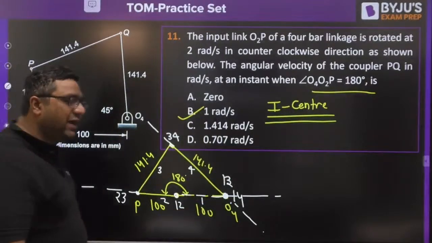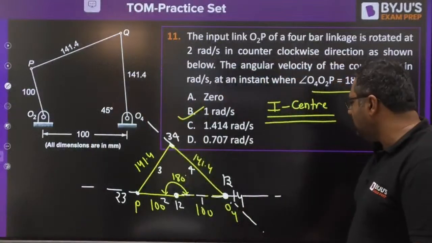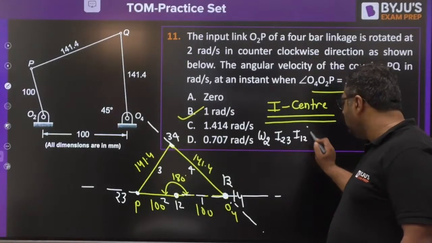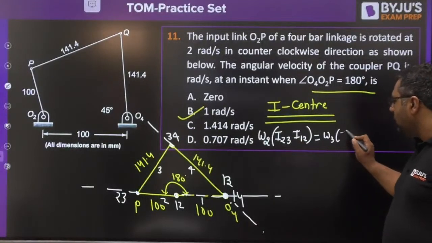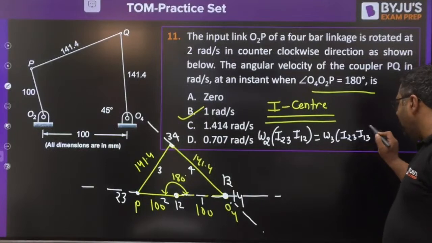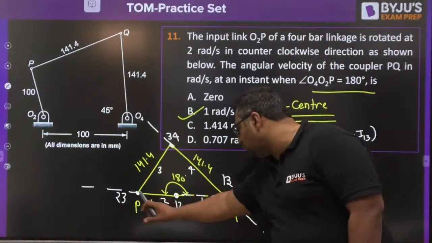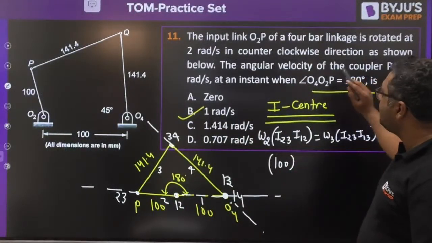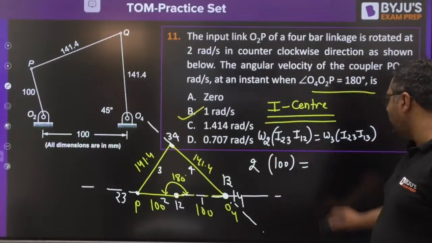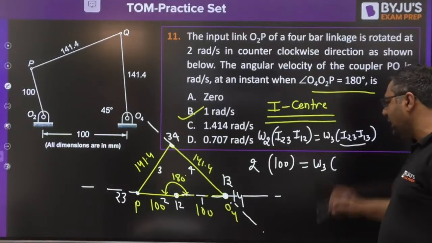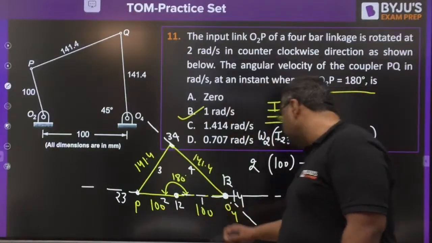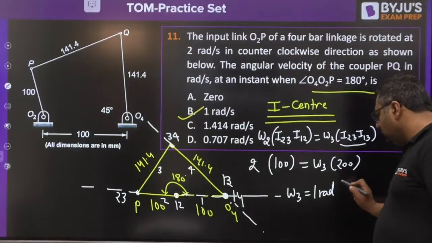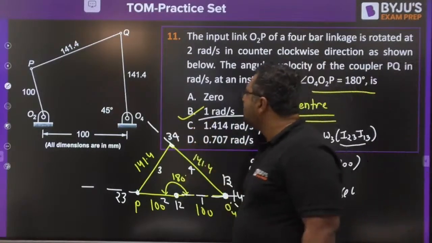Now we are going for the theorem of angular velocity, my dear. The theorem of angular velocity says that omega 2 times I23 I12 is equal to omega 3 times I23 I13. And you very well know I12 I23 is this distance, which is 100. So 100 into omega 2, which is given to us as 2 radian per second, equals omega 3, which we need to calculate, times the distance I23 I13, which is 200. So omega 3 comes out to be 1 radian per second. Is it fine, guys? So this is the answer to the 11th question.